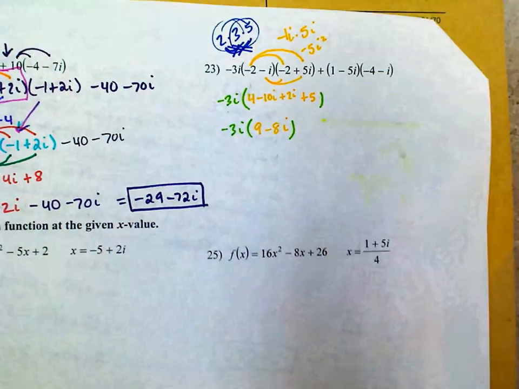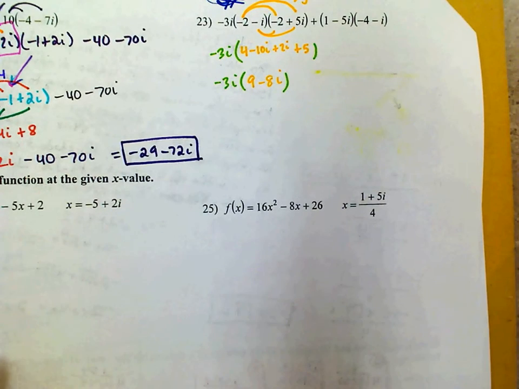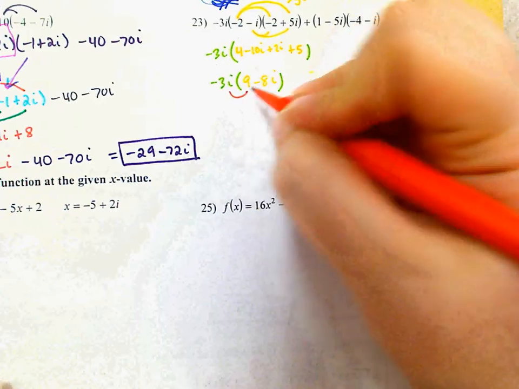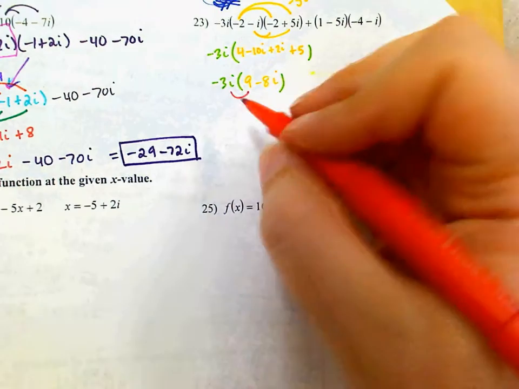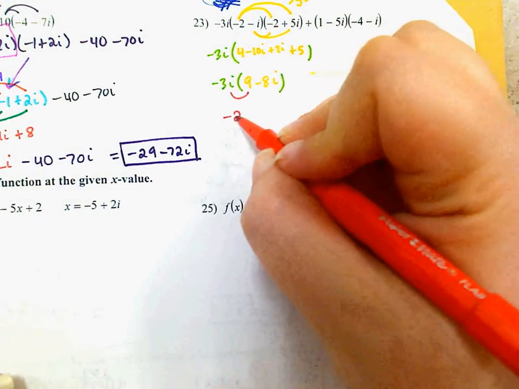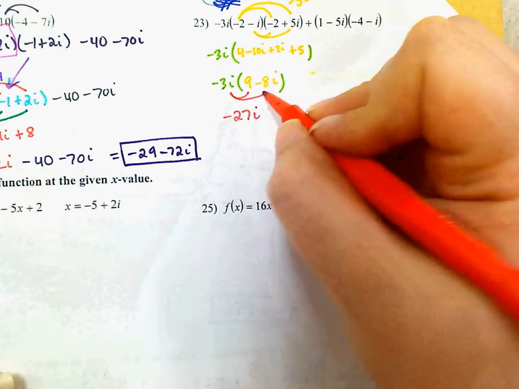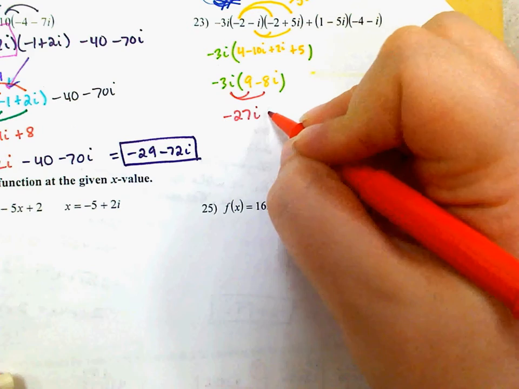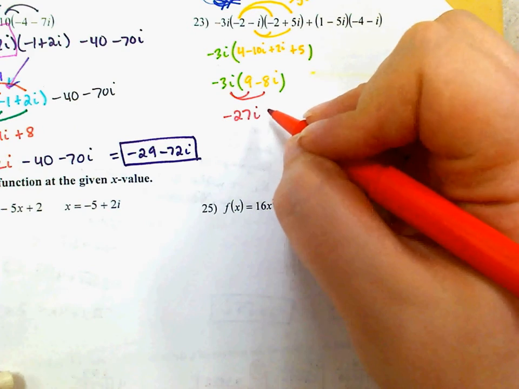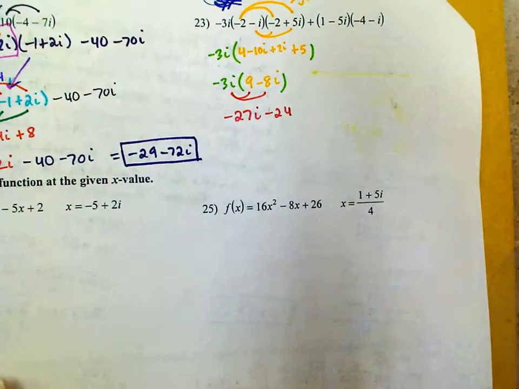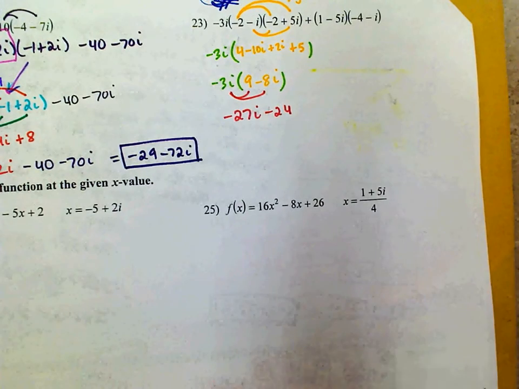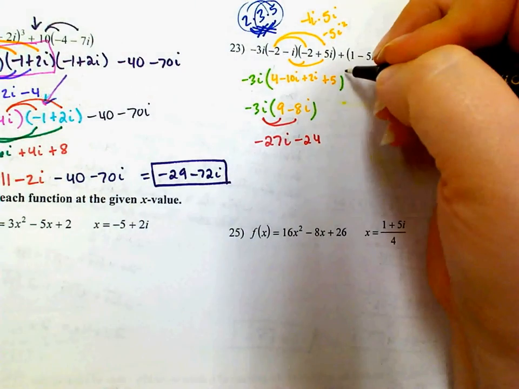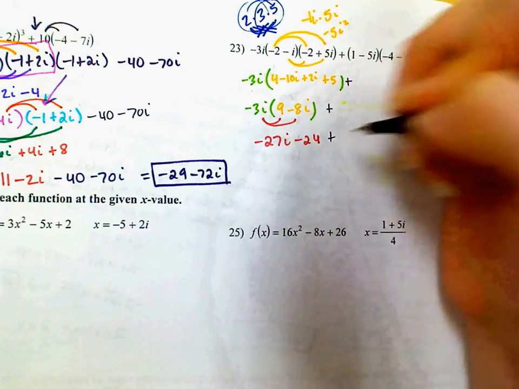And then I would distribute the negative 3i. So negative 3i times 9 is a negative 27i, and negative 3i times negative 8i is a positive 24i squared. Positive 24i squared is a negative 24. Okay, that is only the first term. So don't forget that I am still adding. Okay, I've got to add what's going on over here.